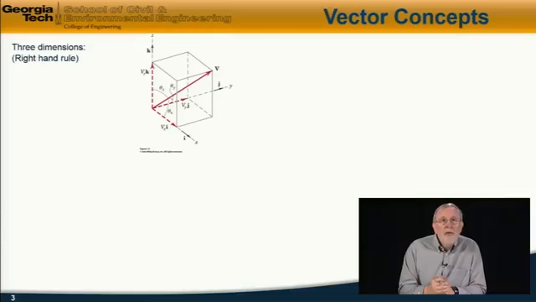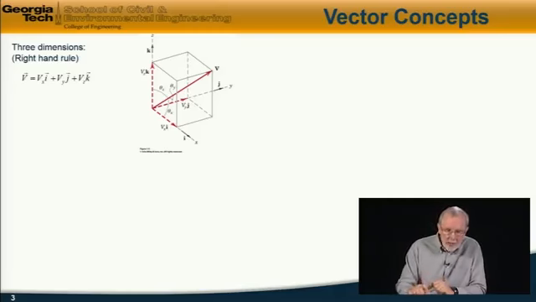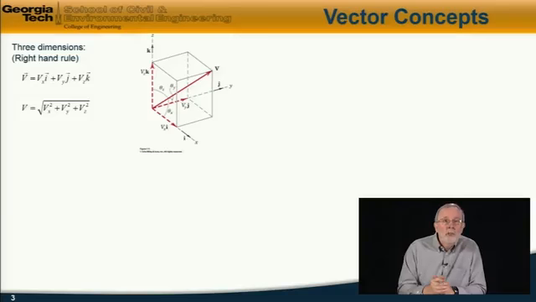More generally, in three dimensions, using the right-hand rule again for the coordinate system x, y, z, we can write the vector in three dimensions in this form, vx i plus vy j plus vz k, and again, the magnitude of the vector is the square root of the sum of the squares of the individual components.